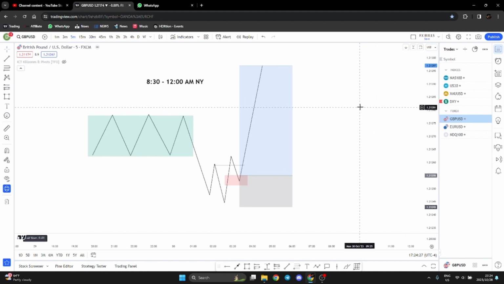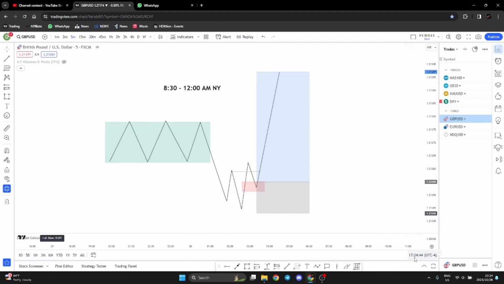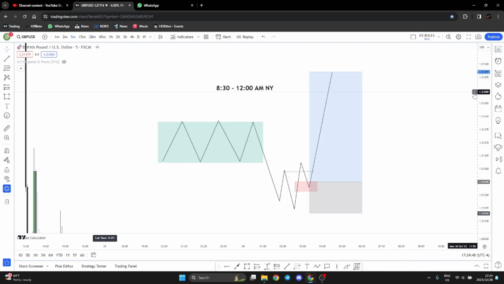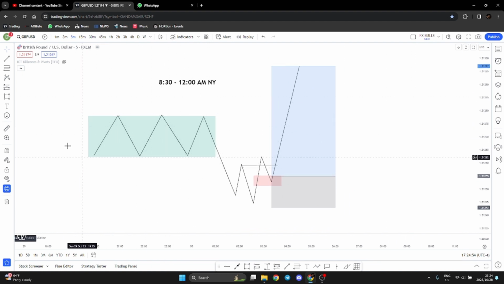So I'll draw out a little picture here. We trade from 8:30 a.m. to 12 a.m. New York session. I've set my time on New York because I trade ICT, so my chart is on New York time. I can probably set it to South African time, but New York is just so much better for me. So this right here is what we call our accumulation.